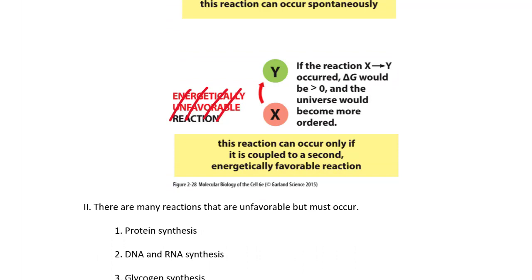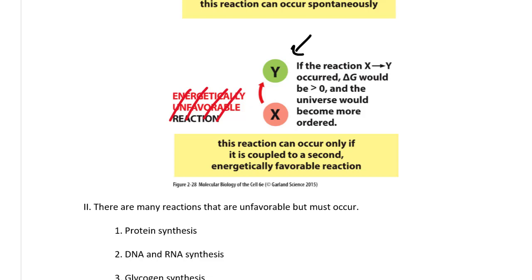Imagine that the cell actually needs to turn X into Y. You need this reaction to happen. Well, this reaction cannot happen in this direction spontaneously because you're moving further away from equilibrium. The reverse reaction is the one that is actually moving towards equilibrium. So, in this case, what you need to do is couple one reaction with another.